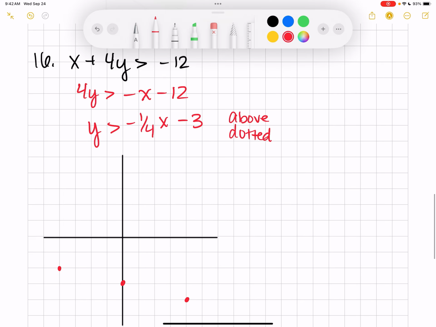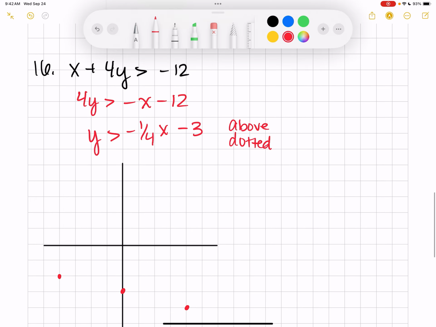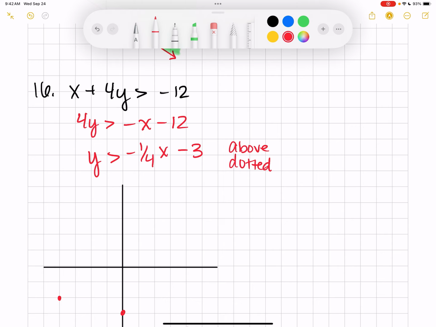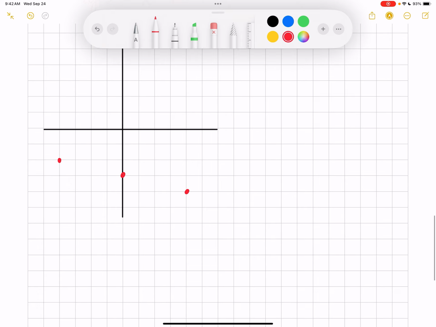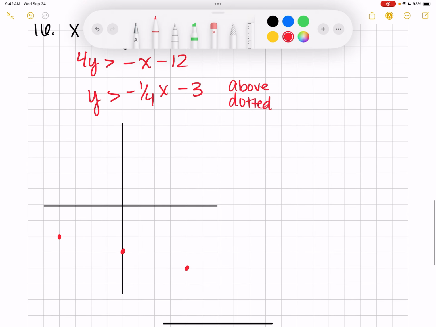The other reason I probably wouldn't have used the intercept method with this one is because, aside from the shading issue, that would have had x being out at negative 12 and my graph would have been excessively large. Not that that's a problem, but I would prefer not to take up my entire paper. So, dotted. It's definitely not straight, but that's okay. And then it's shaded above, so that means up here.